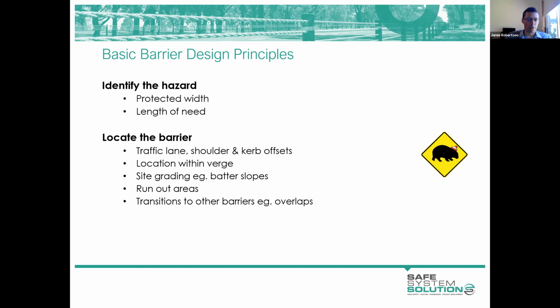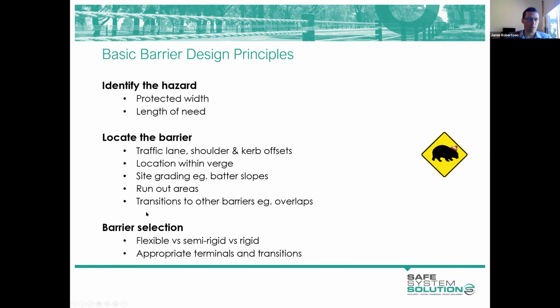Transitioning to other barrier systems is something that we need to keep in mind as well. If there are existing barriers on site, we might look to connect them directly, to overlap them. There might be a structure that requires a higher containment level that we need to deal with. I will go through some of these considerations in a bit more detail shortly.